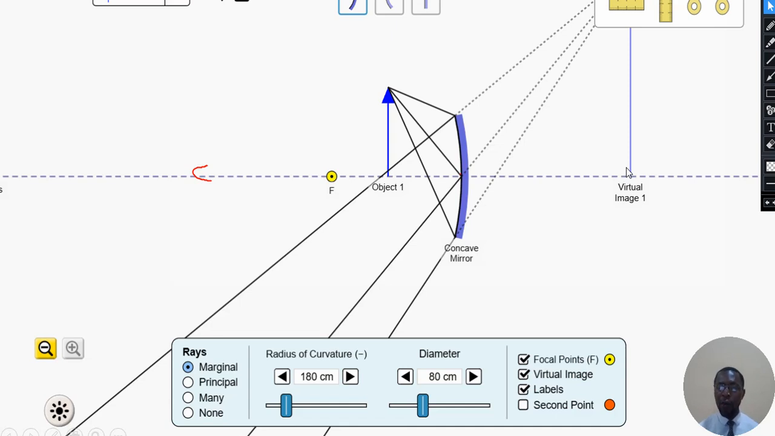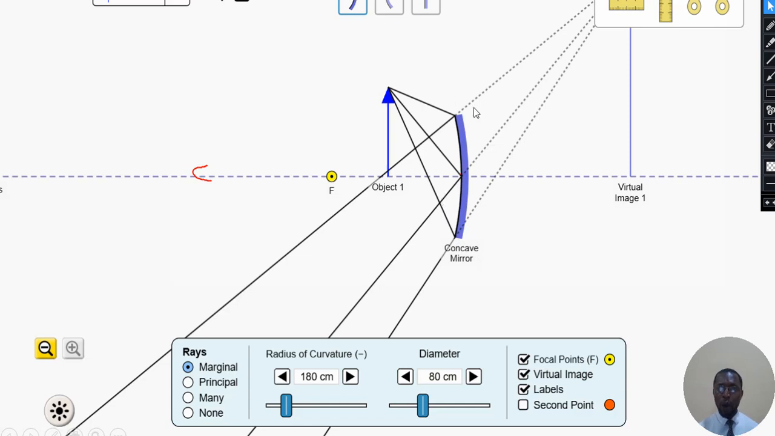So there are three things about the characteristics of the image when the object is between the focal point and the pole. Number one, the image formed is magnified. Number two, the image formed is virtual. That means it's behind the mirror. Number three, the image formed is erect, meaning that it's not upside down. Okay, so these are the different characteristics of image formed in a concave mirror. Don't forget we are talking about a concave mirror. All right.